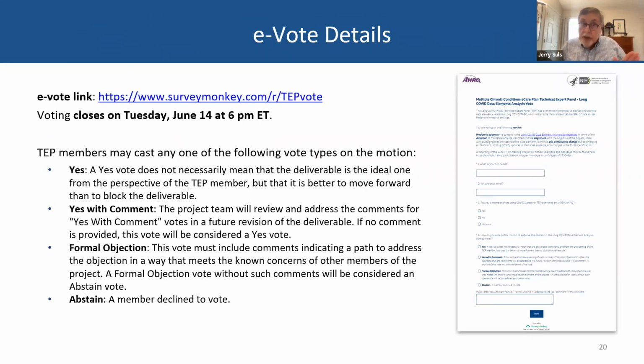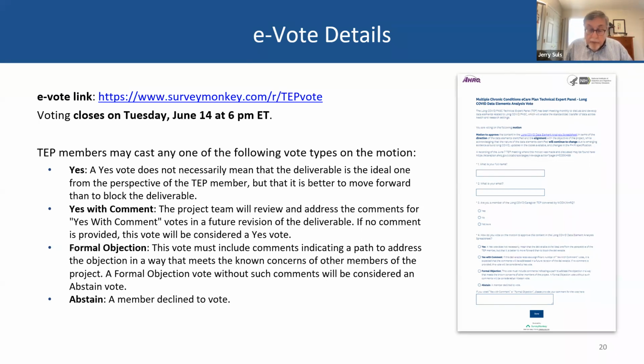And again, to consider, this is going to be a vote about approving the content of the long COVID data element spreadsheet in terms of the direction it is taking now. So how is this e-vote going to work? All TEP members, except for me, will be receiving a SurveyMonkey link. And you can vote until Tuesday, June 14th.